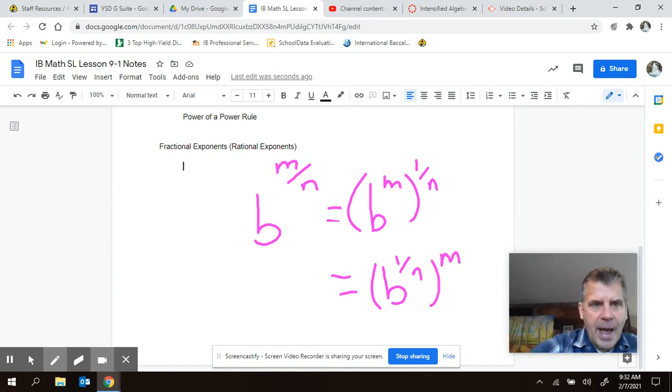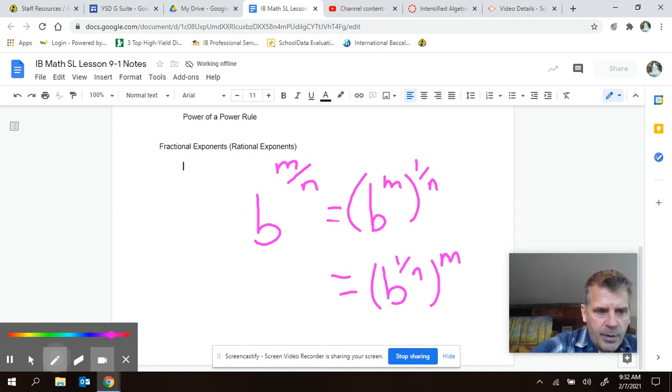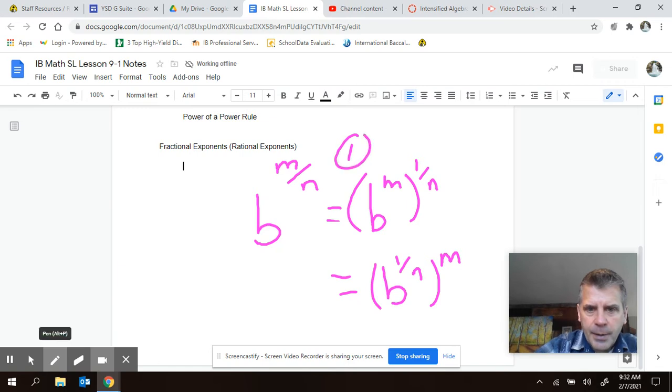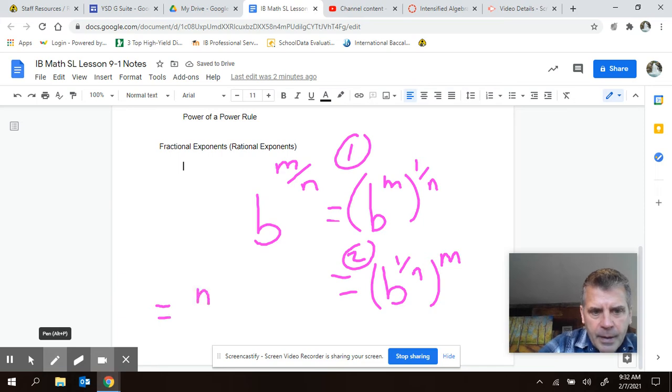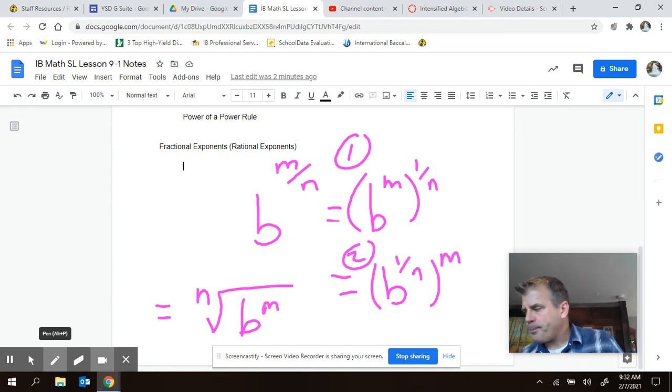or you can write it in its radical form. So rational or fractional exponents are directly related to radical terms. The third way to write this is also as the nth root of b to the m.